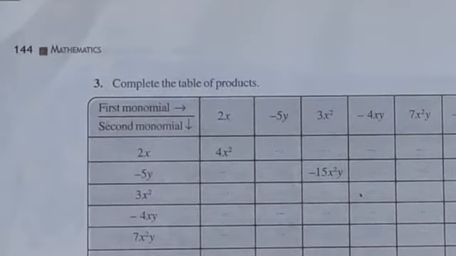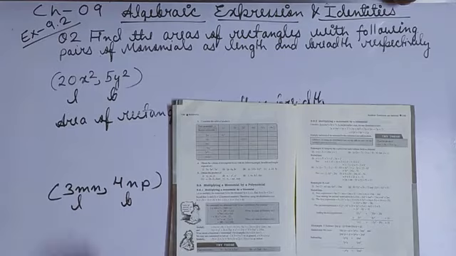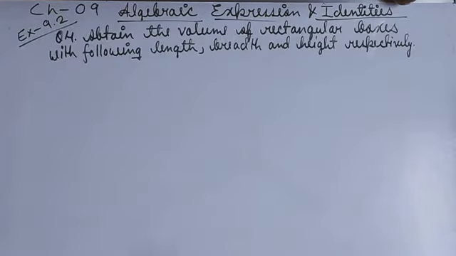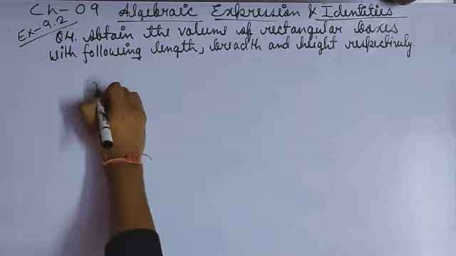Now we will be moving to the fourth question of your exercise 9.2. Now this is the fourth question of your exercise 9.2, which says obtain the volume of rectangular boxes with the following length, breadth and height respectively. So what you have to do, you have to find out the volume. What is the volume? That we will understand in your mensuration topic. Just understand what is the volume of a rectangular box.